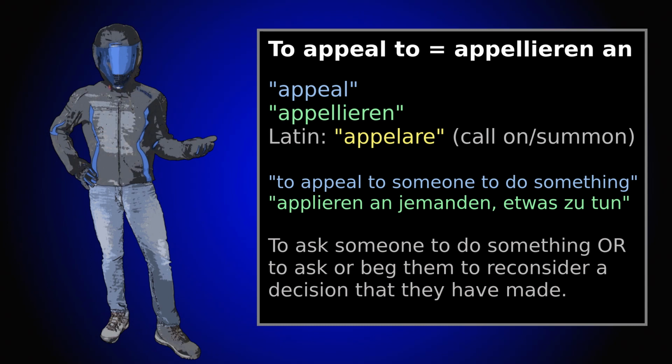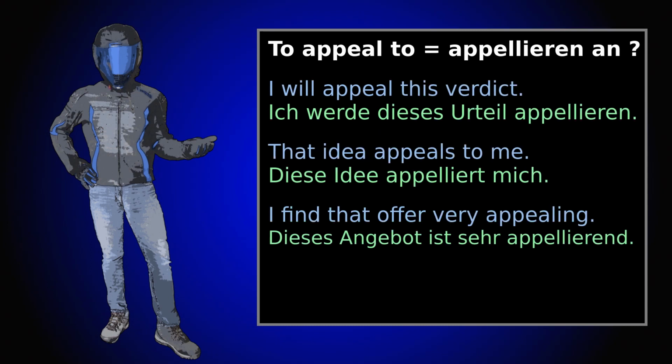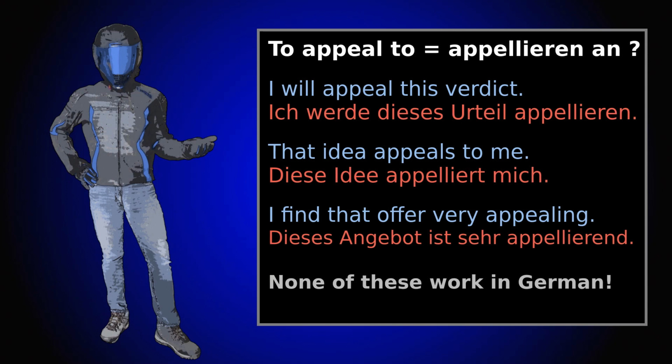Now, since the words share the same origin and also share the same meaning in the modern version of both English and German, it's therefore tempting to assume that they are exactly equal in all contexts. For example, I will appeal this verdict. Ich werde dieses Urteil appellieren. That idea appeals to me. Diese Idee appelliert mich. That offer is very appealing. Dieses Angebot ist sehr appellierend. But all three of these German sentences are completely wrong, despite being a direct literal translation of the English word appeal. But why are they wrong?